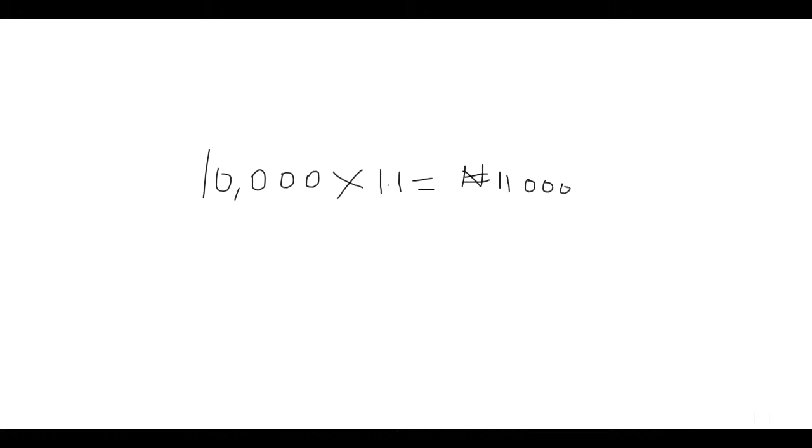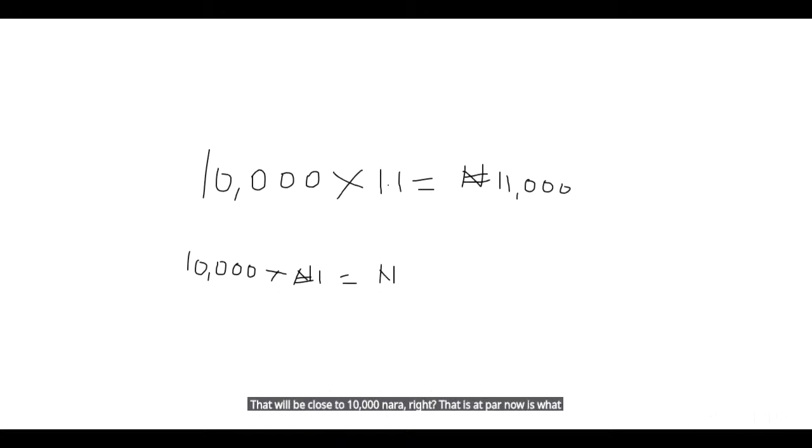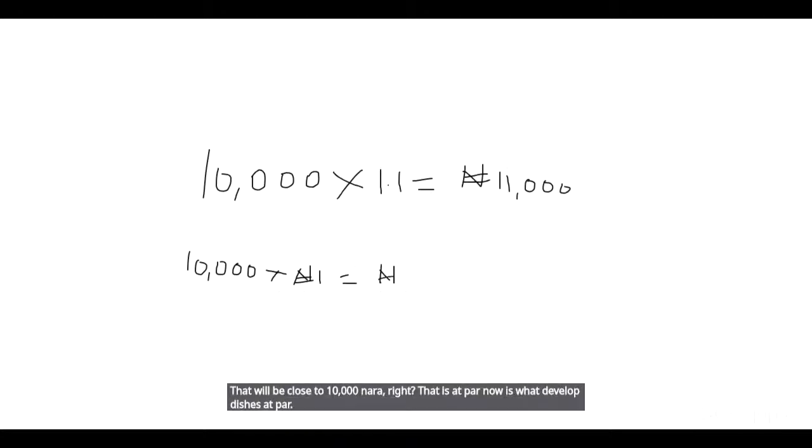Or it's okay. How much is the value of shares? 10,000. Let me just do it this way. That's the value of shares, 10,000. And what is the cost price of that share? It is 1 naira. That will be equal to 10,000 naira, right? That is at par now. That's the value of the shares at par, 10,000 naira.